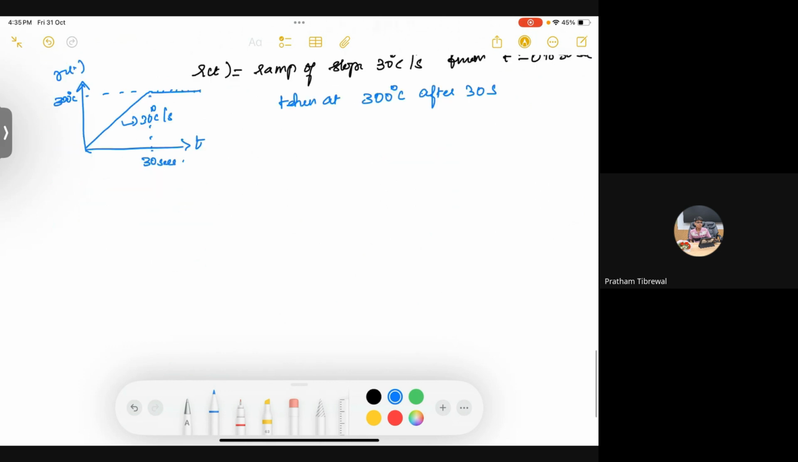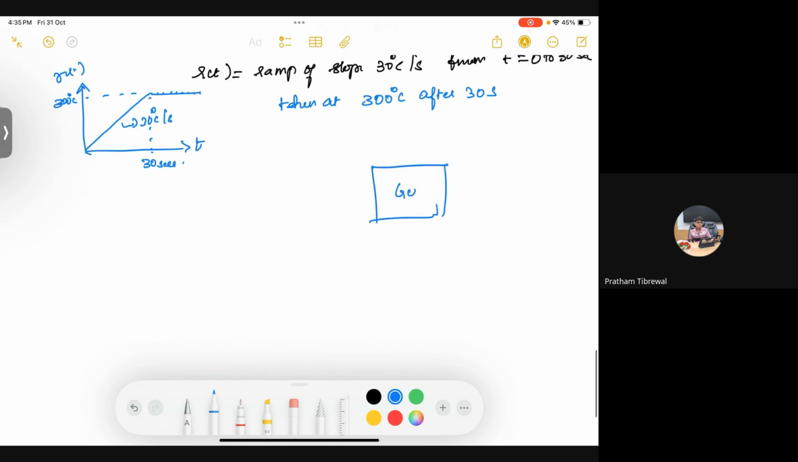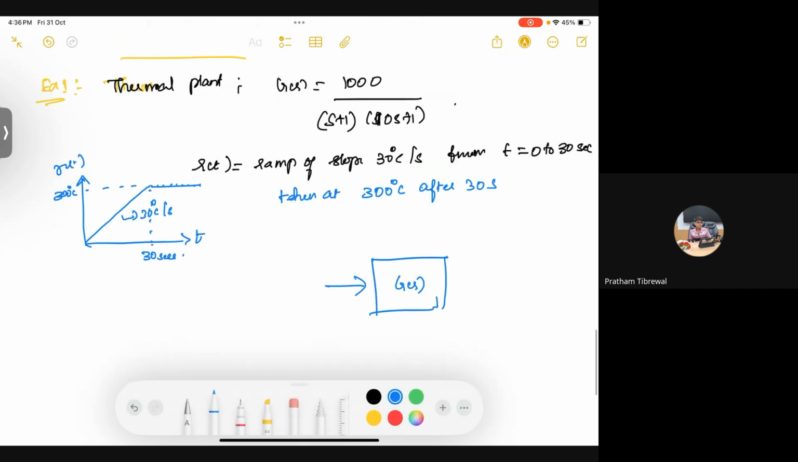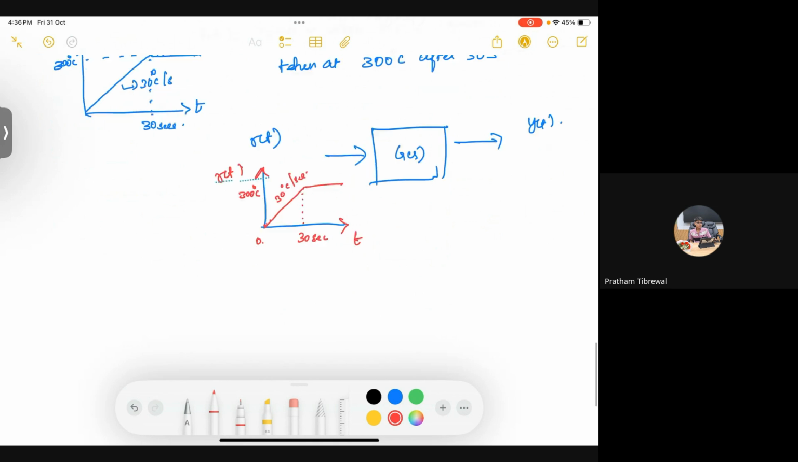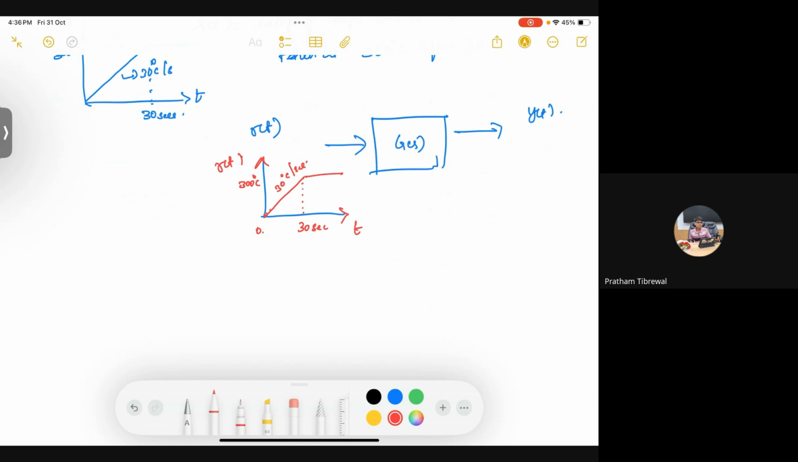So this is my plant G of S, where G of S is mentioned here, and I have a ramp input R of T and I am expecting some output Y of T. So this is the information I get from my input, where my input signal would look like this. It will increase until 30 seconds, from 0 seconds, and it becomes stable at 300 degrees Celsius after 30 seconds, increasing at 30 degrees Celsius per second until then. So this is the information we get from the given data.